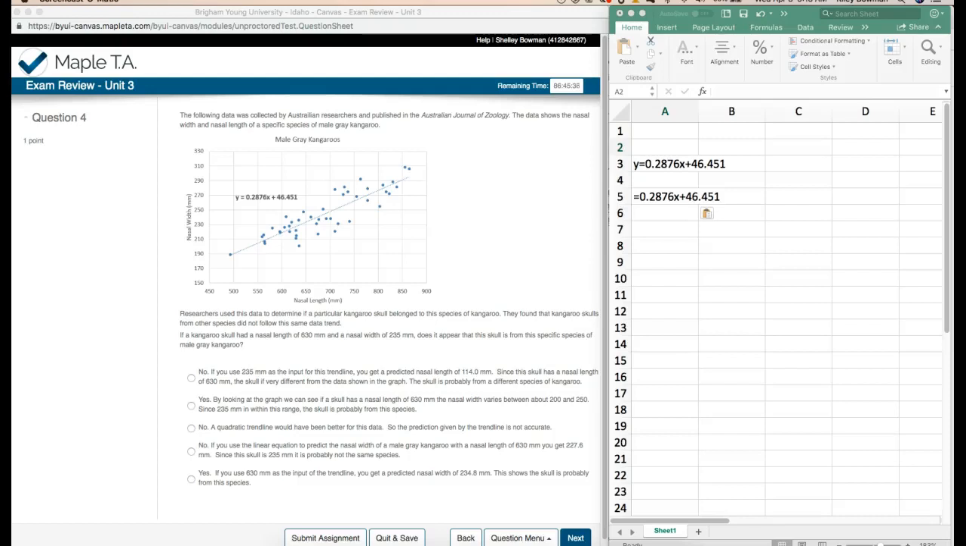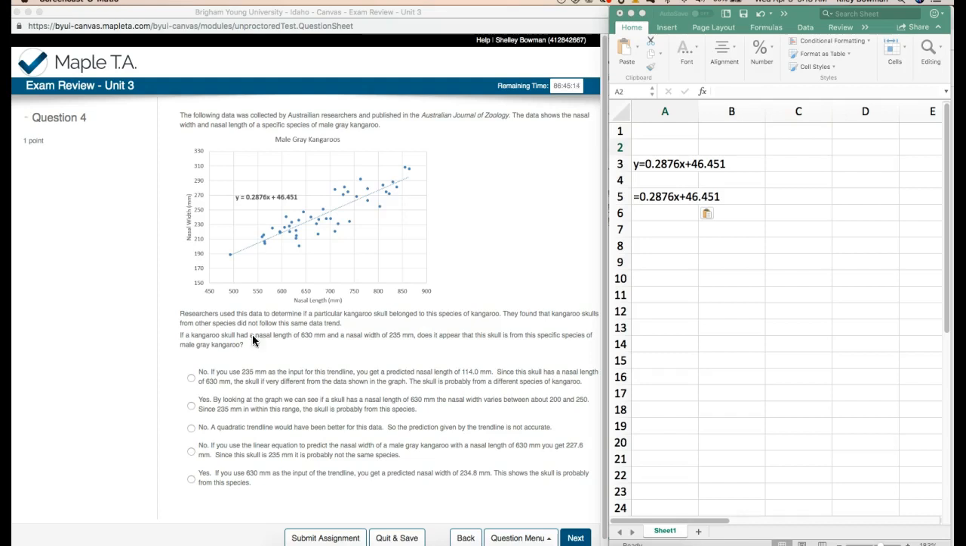Maple TA Exam Review Unit 3, question number 4. The following data was collected by Australian researchers and published in the Australian Journal of Zoology. The data shows the nasal width and length of a specific species of male gray kangaroo. Here we have our data points, a trend line, and an equation.